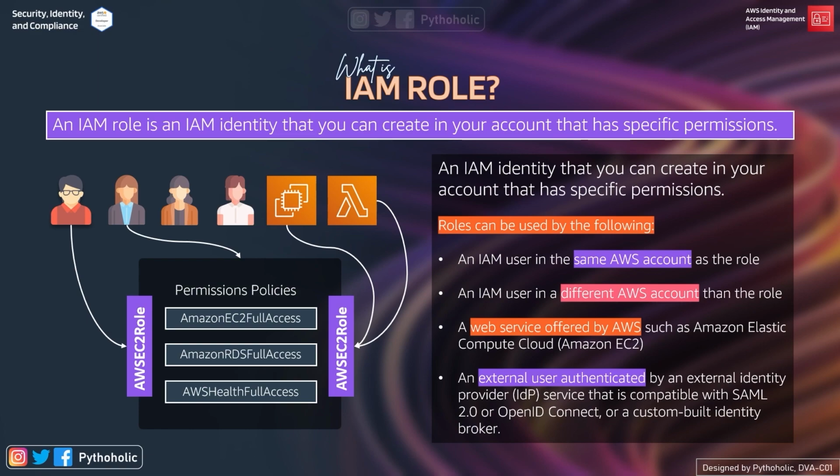Next is a very important thing, a web service offered by AWS such as Elastic Compute Cloud or EC2, as I already mentioned before. So if you have a Lambda function and you want to create EC2 instances using Lambda, by default Lambda does not have permissions to create EC2 instances. So you can create a role and attach that role to Lambda function. Similar thing goes when you want to update a S3 bucket. You can create a role for your EC2 resource that has permissions to update the S3 bucket and attach it to your EC2 instance. And that way it can also update the S3 bucket or use S3 resources.